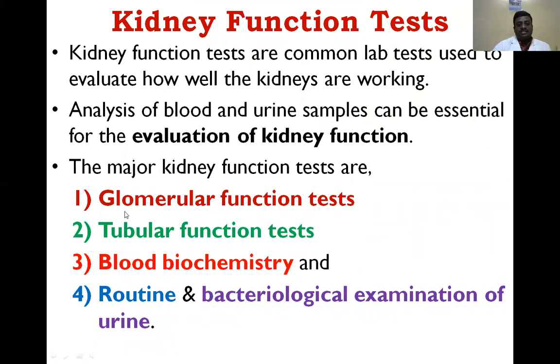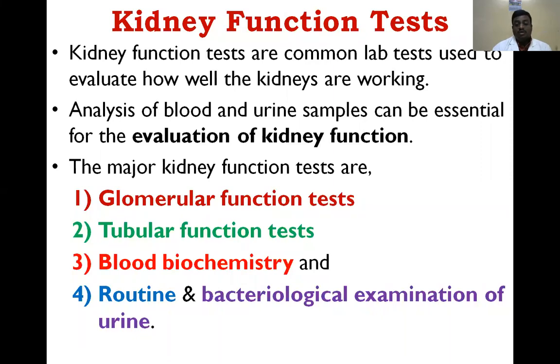One is we are estimating the glomerular function. Next one is tubular function. Third one is different biochemical blood parameters. Okay, blood biochemistry: urea, uric acid, creatinine, albumin, protein. These are all we are estimating in the blood samples. Fourth one is routine and bacteriological examination of the urine. So these are all we will discuss in this topic.